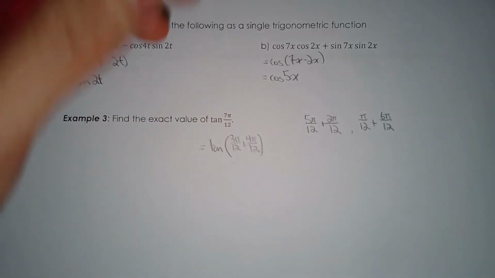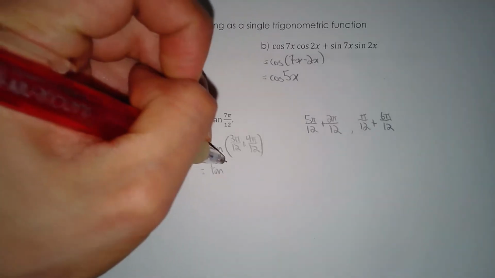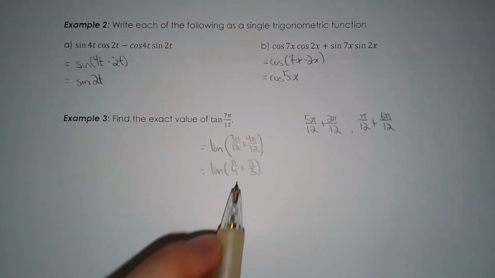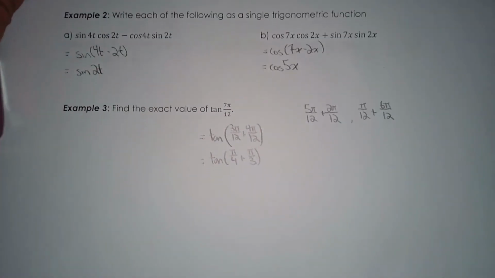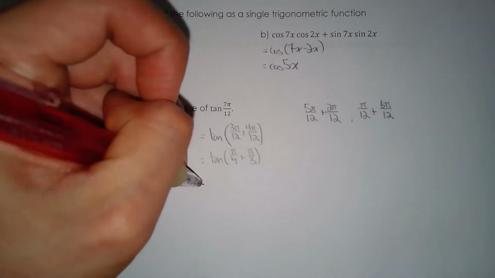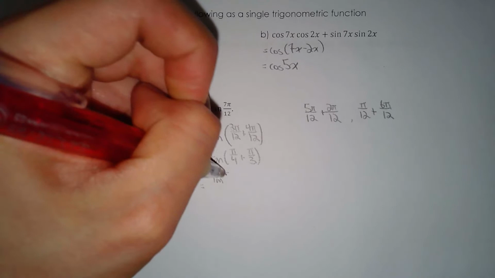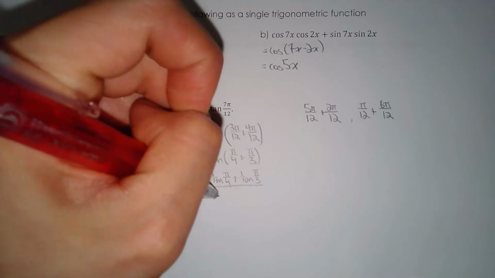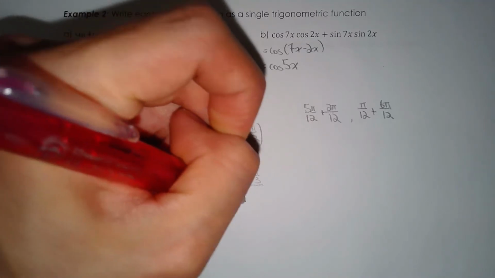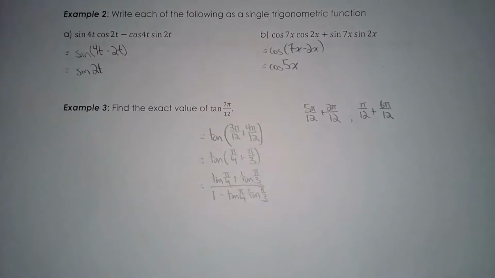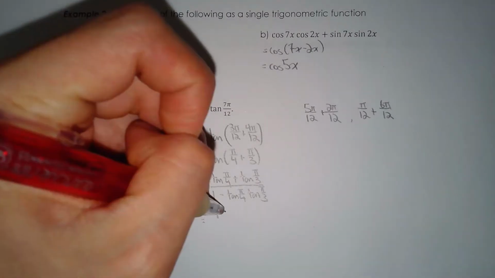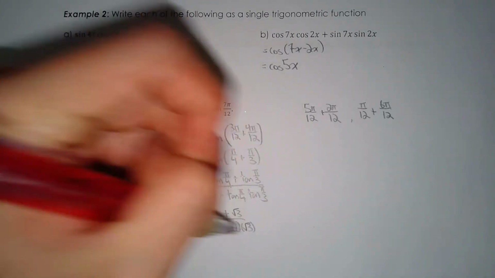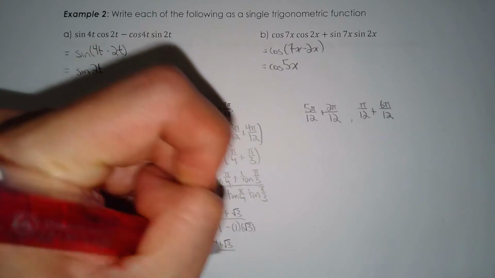Is that a good way? I think so, because what's 3 pi over 12? Pi over 4. And what's 4 pi over 12? Pi over 3. Pi over 4 and pi over 3? Beautiful. So all I need to know now is the addition formula for tan. That is tan of pi over 4 plus tan of pi over 3, all over 1 minus tan pi over 4 tan pi over 3. And now you just need to remember what tan pi over 4 and tan pi over 3 are. So it's 1 plus root 3 over 1 minus 1 times root 3, which is 1 plus root 3 over 1 minus root 3.